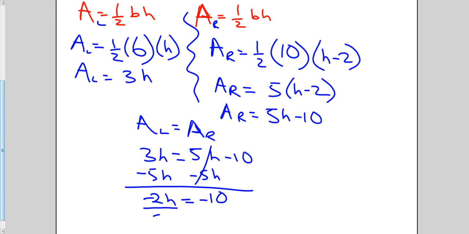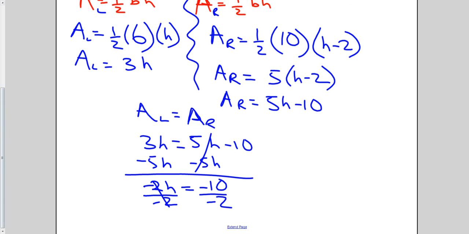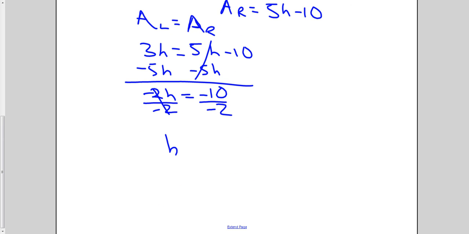I'm going to now divide by negative 2. Okay, I must divide by everything in front of the variable. And I get h is equal to positive 5.